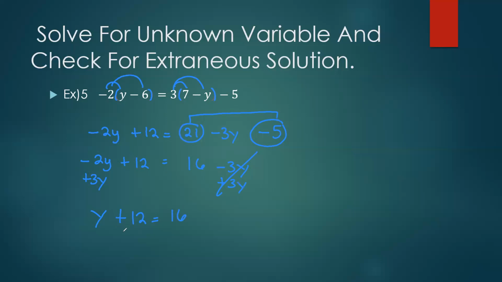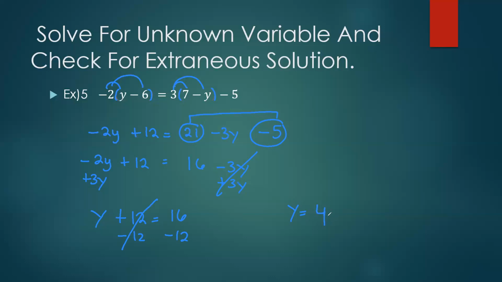Solve for y. So the next step is get all the constants on one side. So subtract 12, subtract 12. So this cancels. So you're left with y equals 16 minus 12, which is 4.